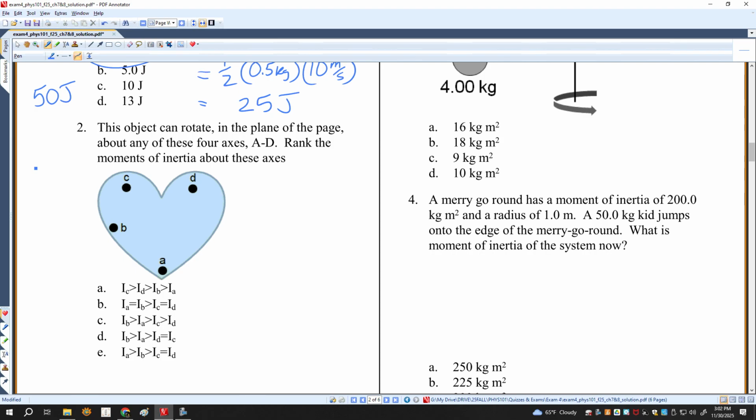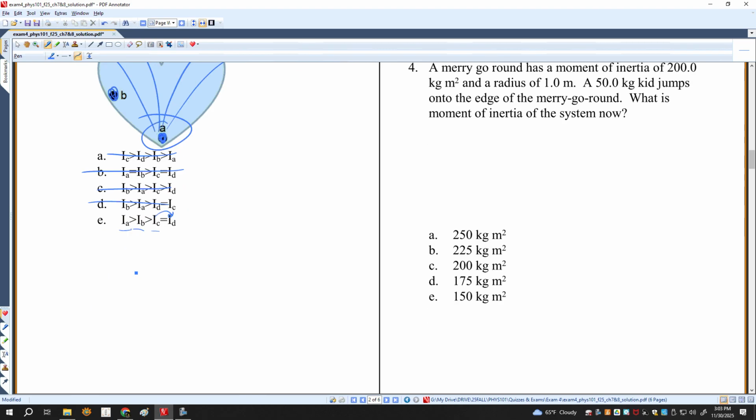This object can rotate in the plane of this page. Rank the moments of inertia. So right away, I see that this one has the most mass at the biggest radii. Look, all this mass. So IA seems pretty clear to me that it's the biggest, so that gets rid of these. And IA is definitely different than IB, because they just have a different distribution of mass. So it must be that IA is greater than IB is greater than IC, which is equal to ID. And that fits with the way that I understand moments of inertia. But you could pretty easily just recognize this is the biggest and then pick out the right answer from there.